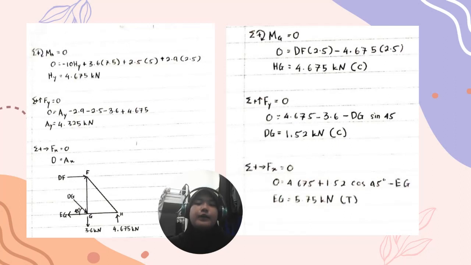And lastly, we need to find the total force for x-axis equal to 0. So 0 equal to 4.675 plus 1.52 cos 45 minus EG. So why do we use cos? Because it's adjacent beside the angle. So we're gonna get EG equal to 5.75 kilonewton, which is positive, so it's tension.